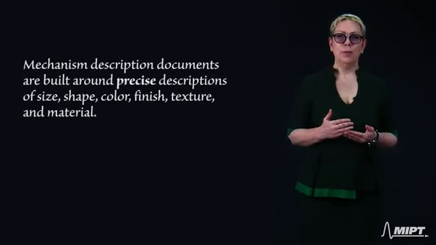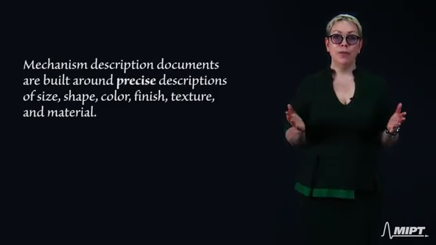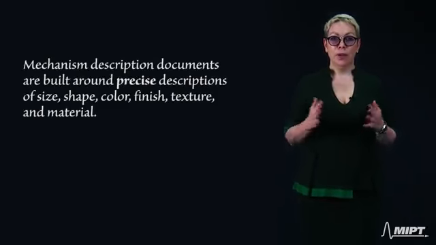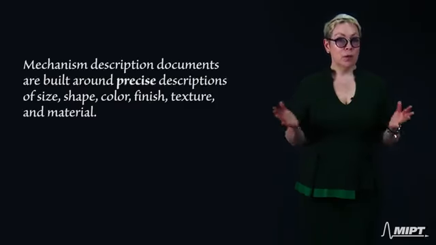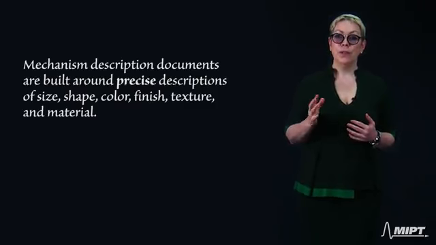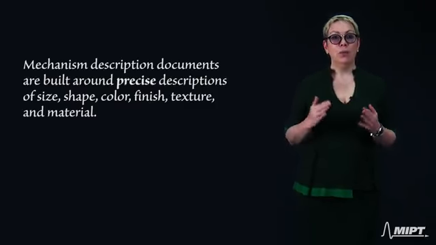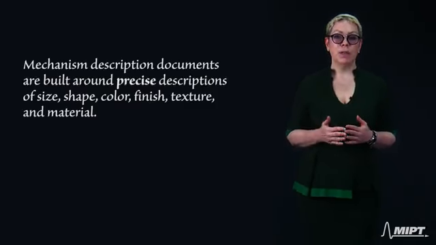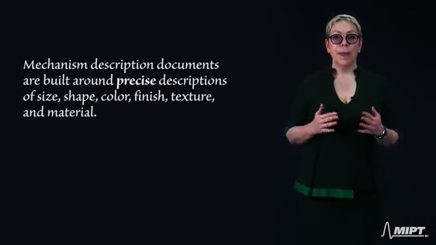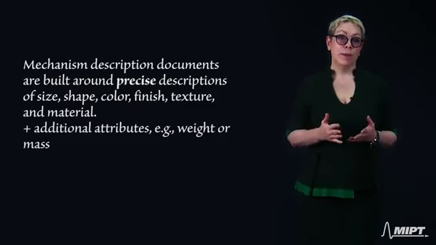Mechanism description documents are built around precise descriptions of size, shape, color, finish, texture, and material, and they can be written for a wide range of audience competencies. Very often, such documents include figures, diagrams, or photographs that help to clarify the worded description. Some descriptions, for example, components of space systems, might require additional attributes such as weight or mass.